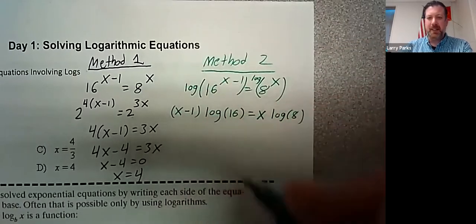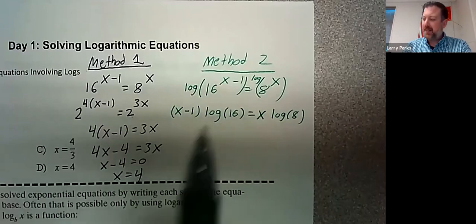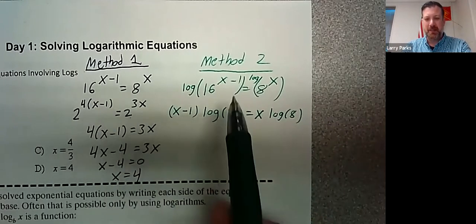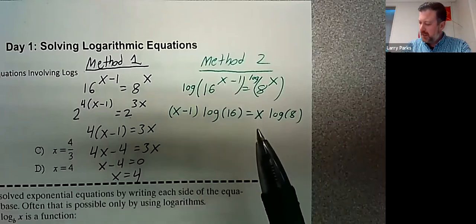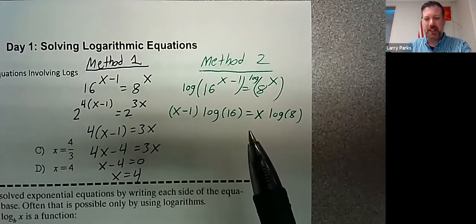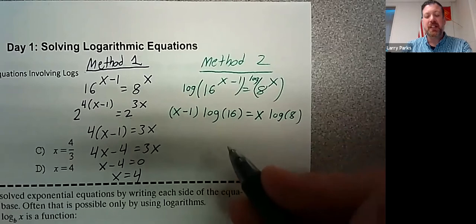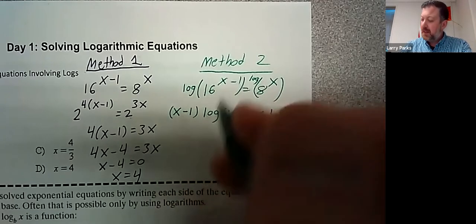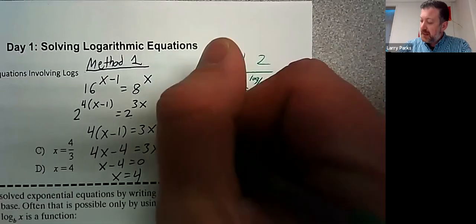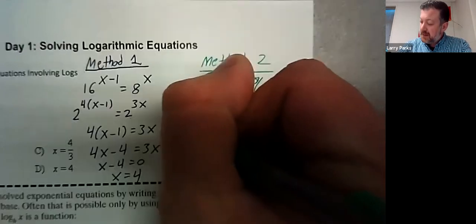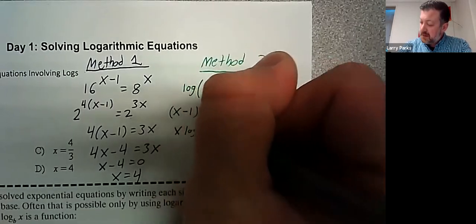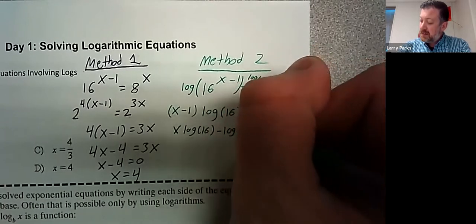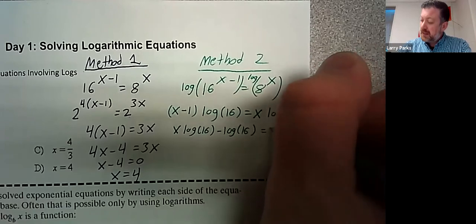You know, a problem like this, I'm almost tempted to stop because the first way is way easier in this problem. It's because of that x minus 1 in the exponent that made this tricky. I could try. We'll see if it works. So I got x log of 16. Distribute, minus log of 16 equals x log 8.